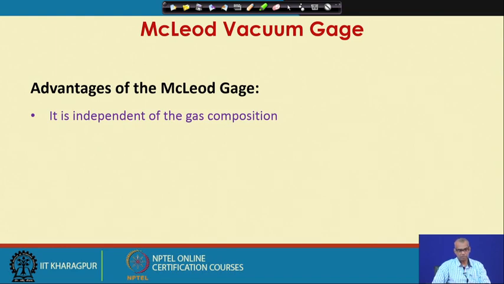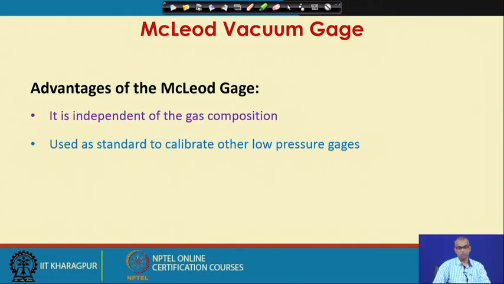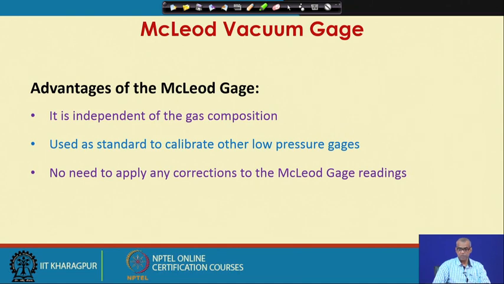Advantages of the McClure gauge: it is independent of the gauge composition, it is independent of the gas composition. This is the point I was talking about, that the pressure is being measured in terms of dimensions of the McClure gauge. No property of the gas is present in the equation. So, the measurement is independent of the gas composition. The McClure gauge can be used as a standard to calibrate other low pressure gauges. There is no need to apply any corrections to the McClure gauge readings.